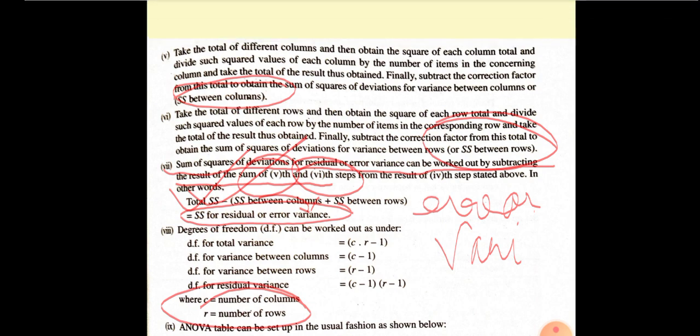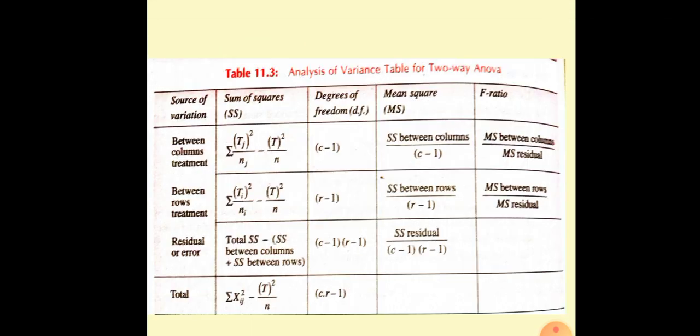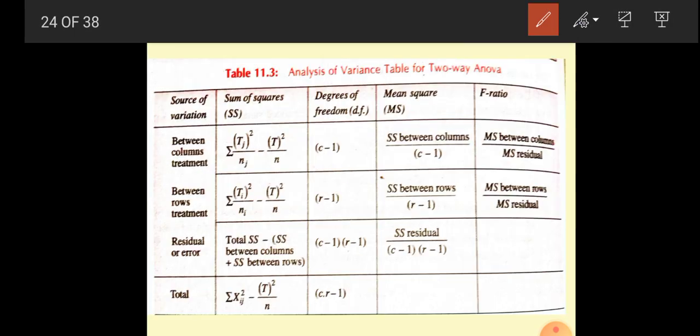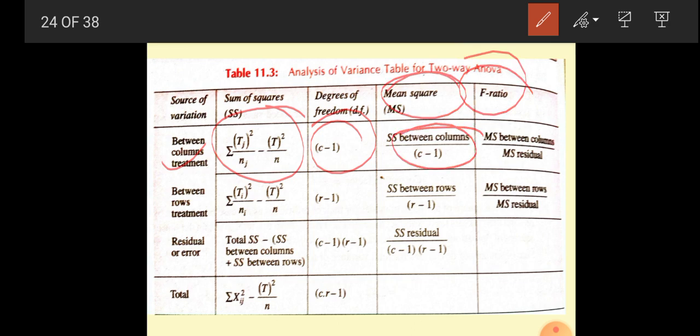So all these steps can be summarized in one table as this. Between columns treatment, you have to use the formula. For SS you have to use this formula. For degree of freedom you have to use this formula. For mean square you have to use this formula. For finding out the F ratio you have to find mean square between columns by mean square residual.